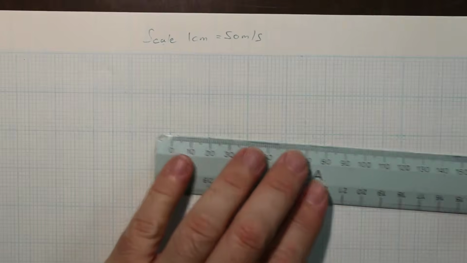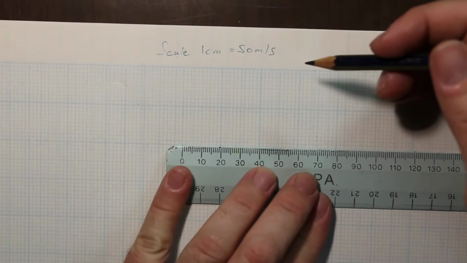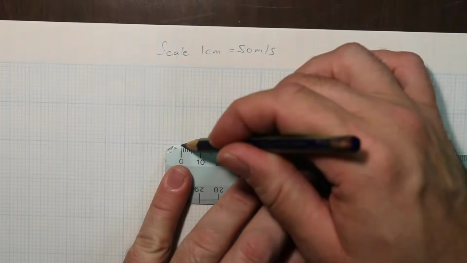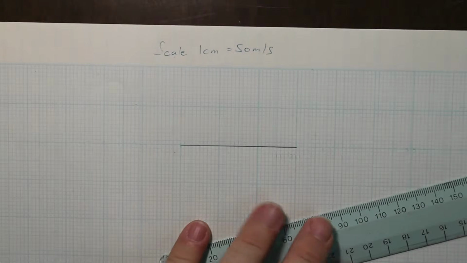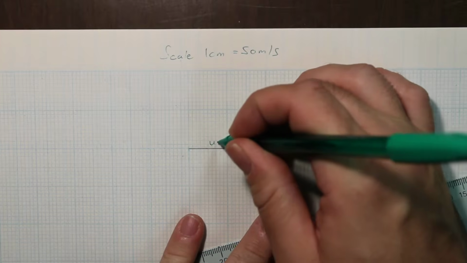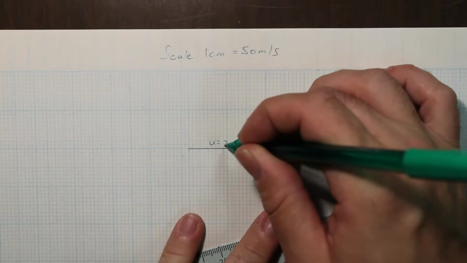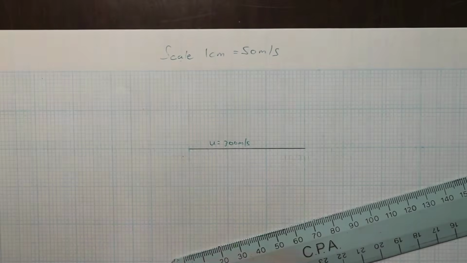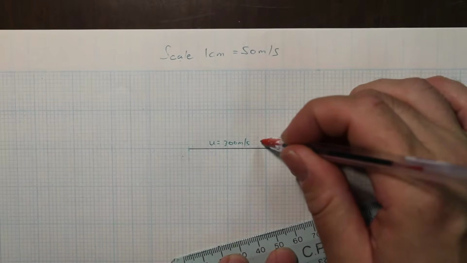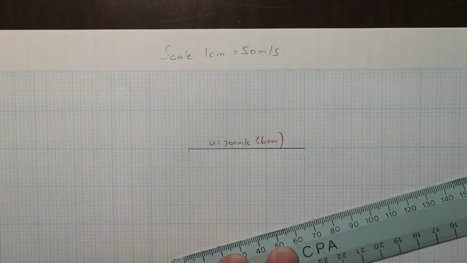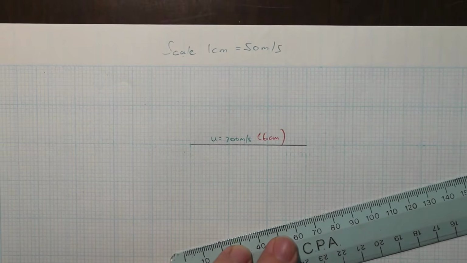Okay, so here we go. The first one goes 6 centimeters. There we go, so there's the first line. And then we can say here that U is 300 meters per second, and that is also our length of 6 centimeters. All right, so that's our first line.